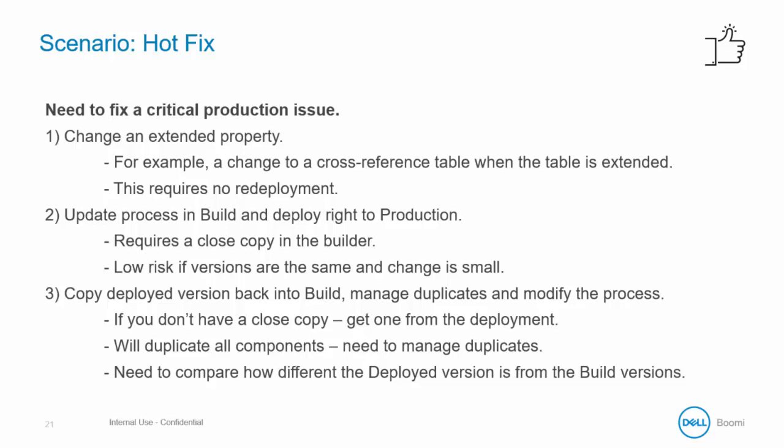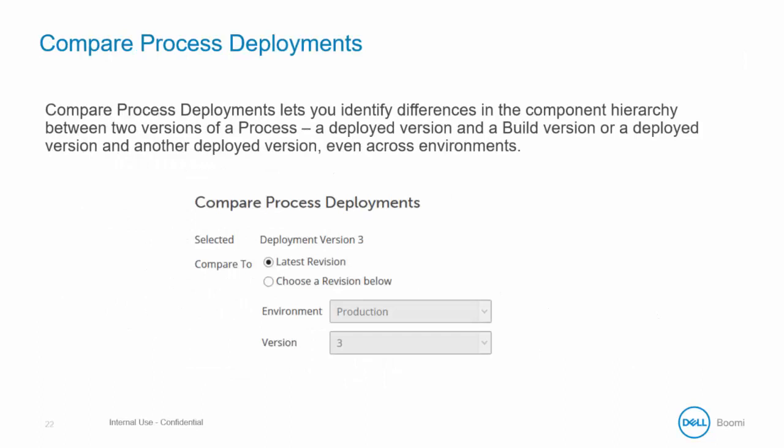To determine if option 2 or 3 is best, it would be helpful if you could compare the processes to see the differences in versions from the deployed to the build tab. That would indeed be a great feature. And in fact, Boomi provides you with just such a feature. It's called Compare Process Deployments. Compare lets you identify differences in the component hierarchy between two versions of a process. Any deployed version, the latest live version, an older deployed version, or even a version on a different environment.